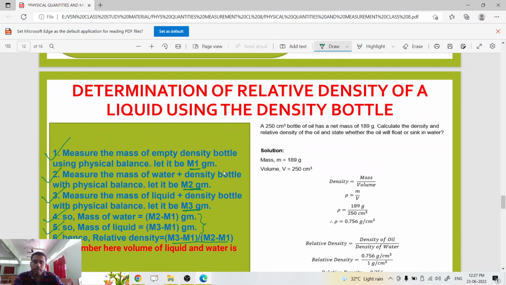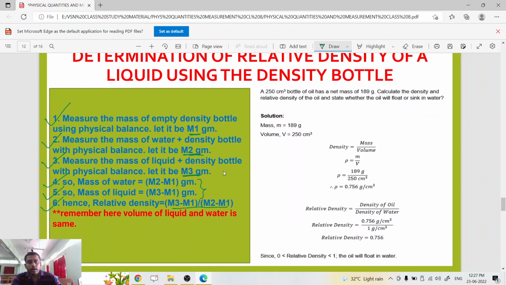Okay, so in this way you can easily find out the relative density of any liquid with the help of a density bottle. Now again we take one numerical problem: a 250 centimeter cube bottle of oil has a net mass of 189 gram. Calculate its density at first, then the relative density of oil, and state whether oil will float or sink in water. So first, m is equal to 189 gram is given, volume is also given, 250 centimeter cube.